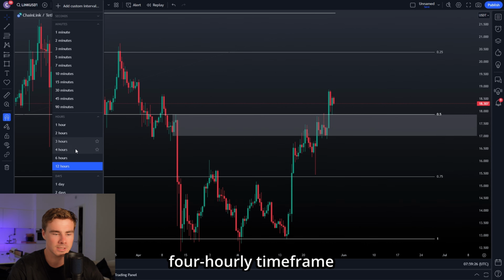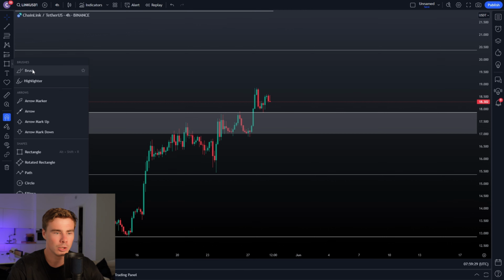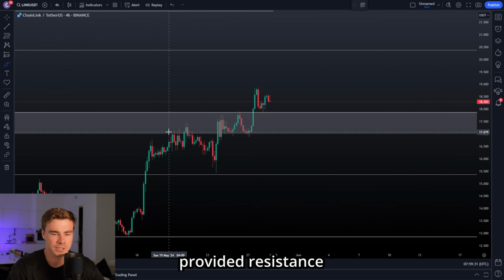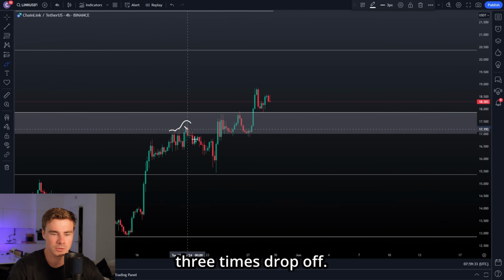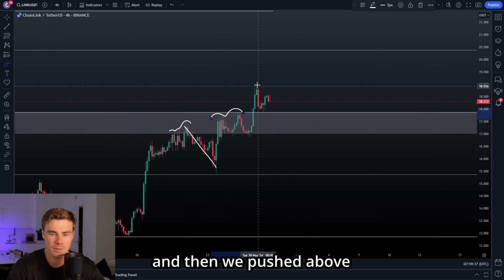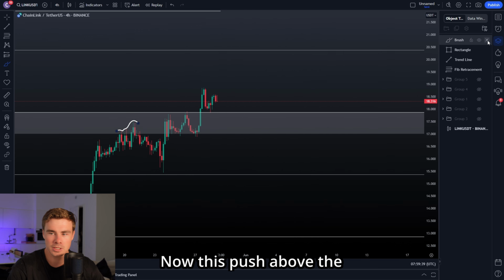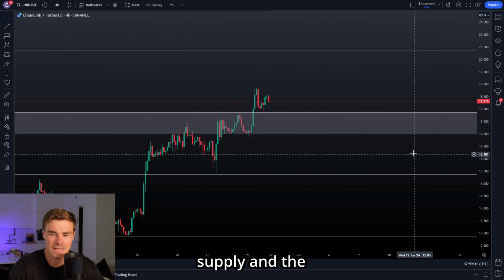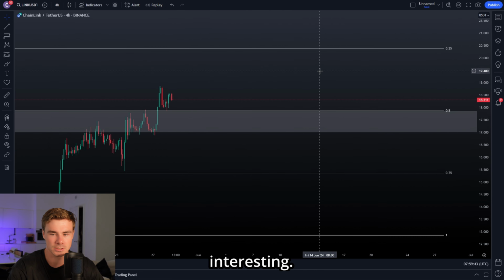Look on the 4-hourly time frame at this local structure. Look how that supply provided resistance once, twice, 3 times, drop off. Okay, then it provided resistance, and then we pushed above the supply. Now this push above the supply and the mid-range, this is where things are about to get interesting.